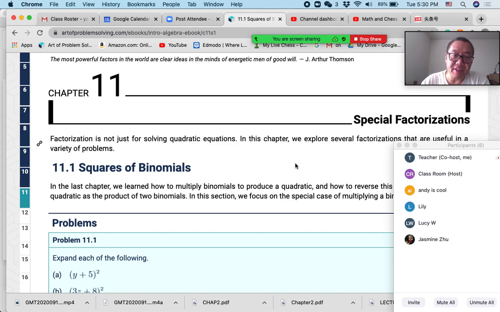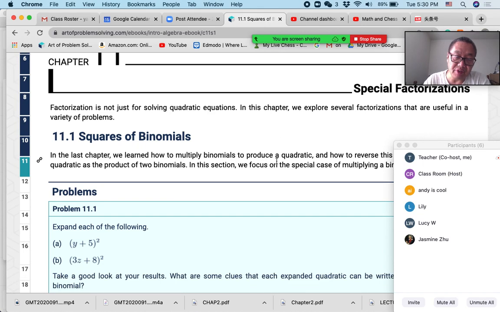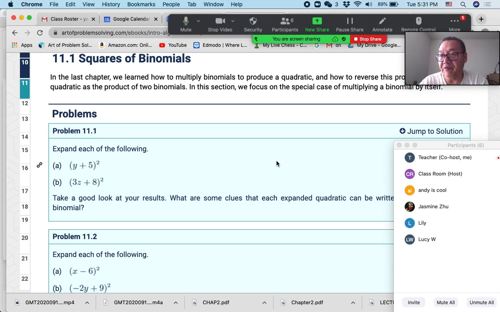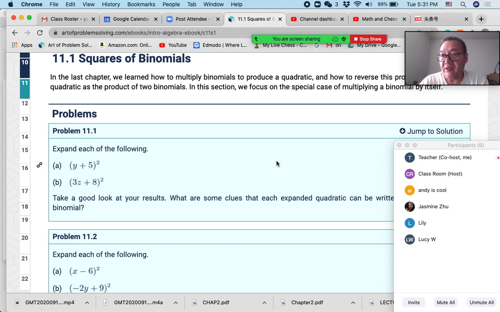And also, we could see these examples. If you expand the product of binomials, then you can get a quadratic, right? Then if you reverse that process, you have to do factorization. If you can factor a quadratic, then you can get the product of two binomials.